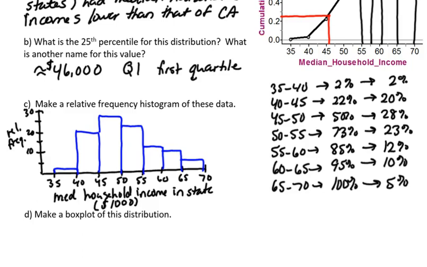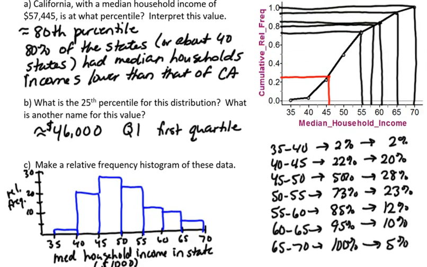Now what I want you to notice is how the two graphs are related. If you notice, the 3 steepest sections on the graph correspond to the 3 highest bars. Notice this very low slope over here from 35 to 40 is the lowest bar. So the steeper the graph in the cumulative frequency graph, the higher the bar in the histogram.